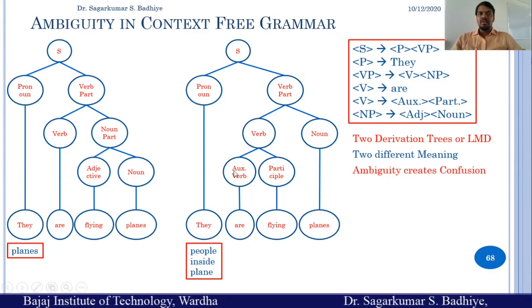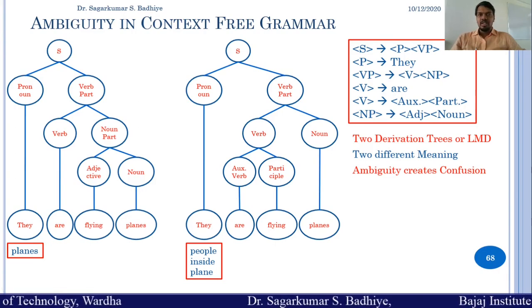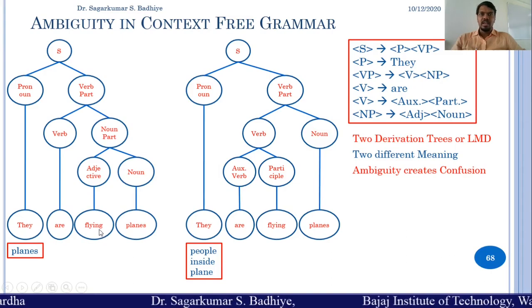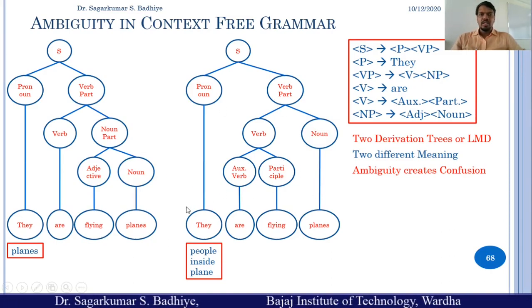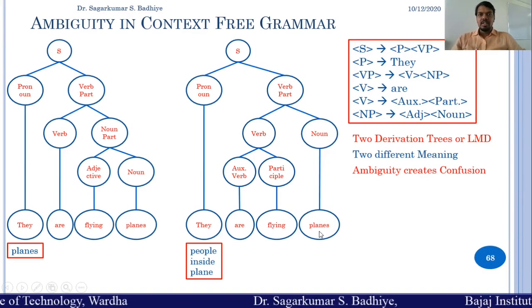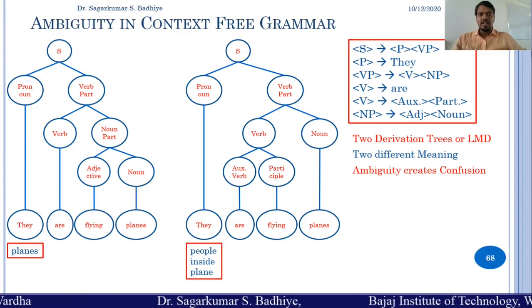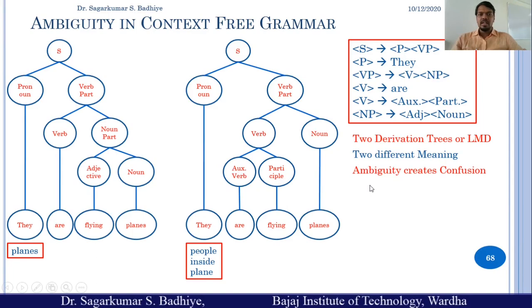These two different meanings confuse the user in understanding the sentence, because when the user reads the sentence it is the same, they are flying planes, but based on the derivation that is used, this ambiguity creates confusion, right? Based on which derivation tree is used to derive this particular sentence, the meaning of the sentence changes. So if there are multiple parse trees, it creates confusion for the user to understand the sentence, right?